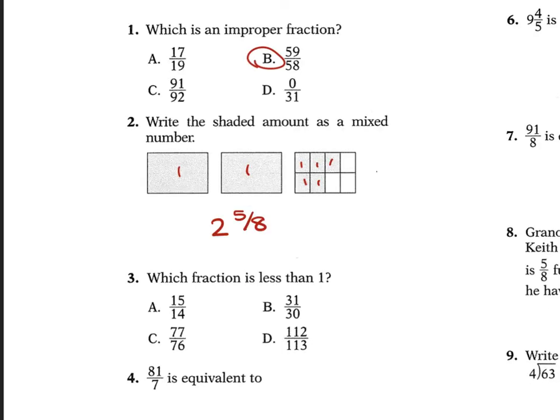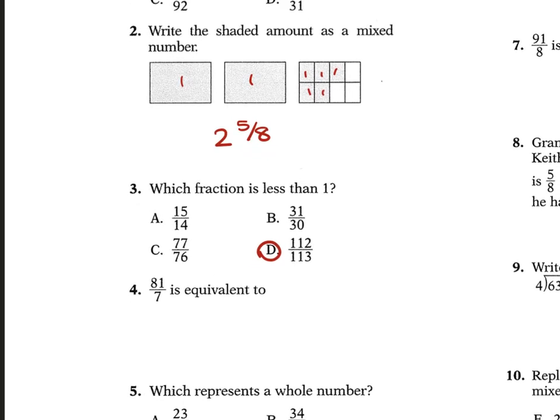3 asks which fraction is less than 1. For A, we have 15 over 14. No, because 15 is greater than 14. B, we have 31 over 30. No, because 31 is greater than 30. For C, we have 77 over 76. That's also a no, because 77 is greater than 76. And then D, we have 112 over 113. 112 is less than 113, so that is less than 1.